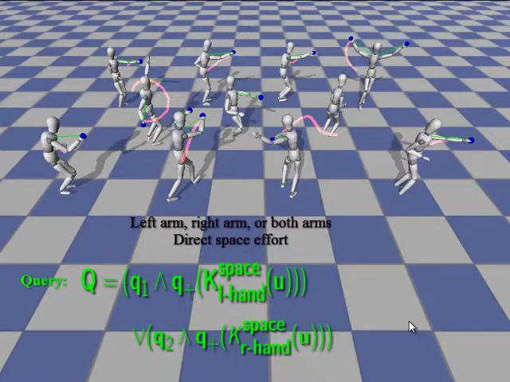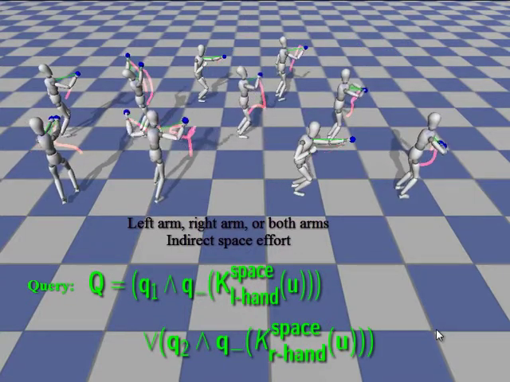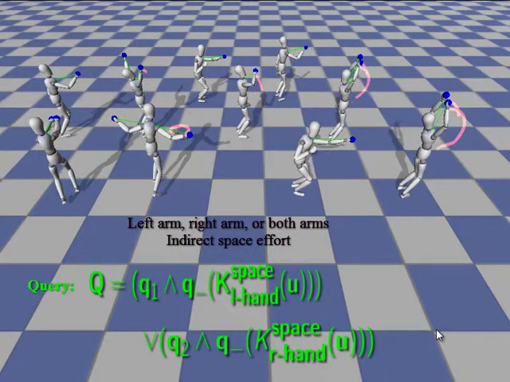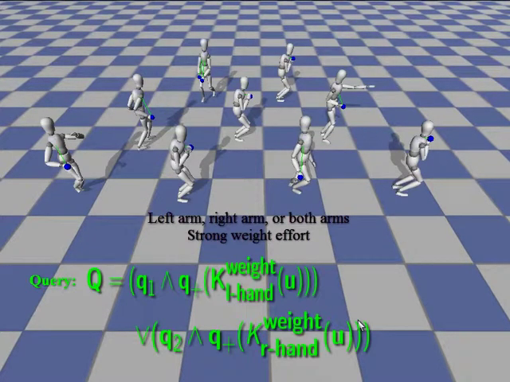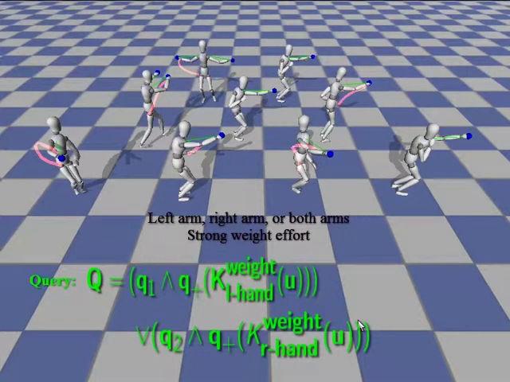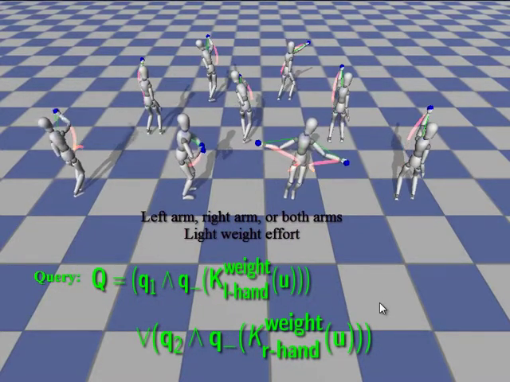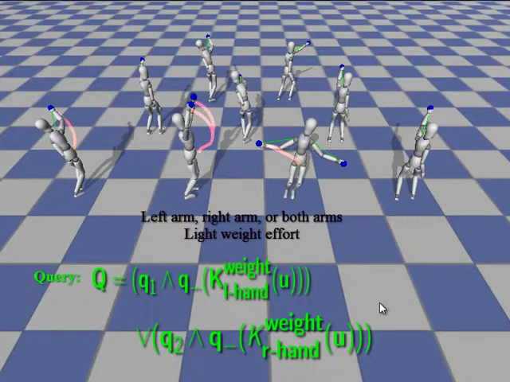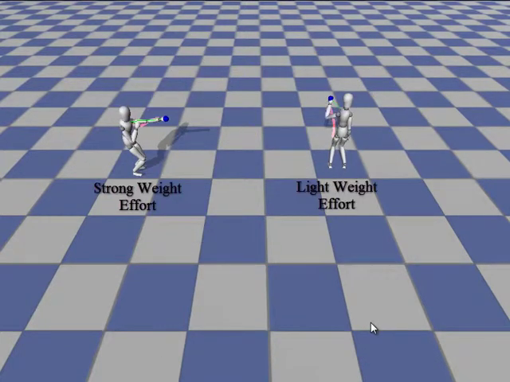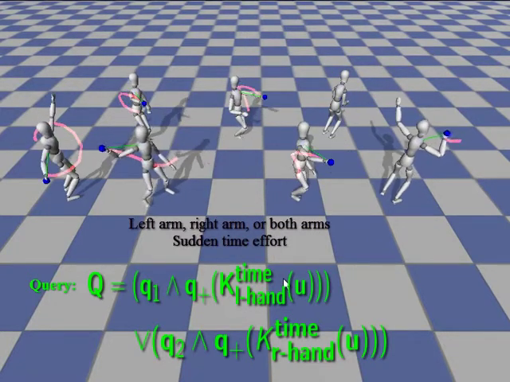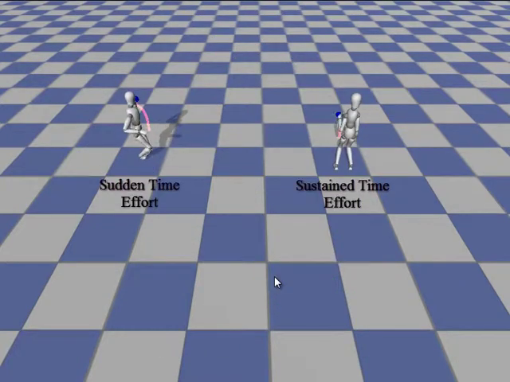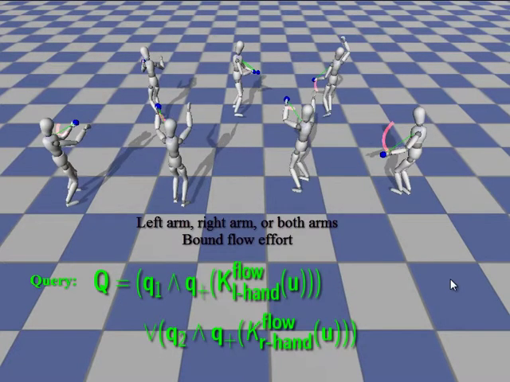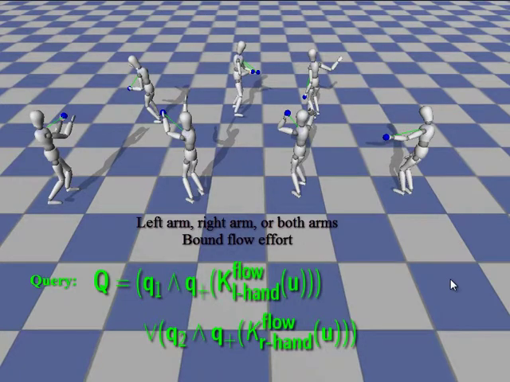Direct and indirect gestures are queried using the space effort. Strong gestures like punches or light gestures like slow reaching motions are queried using weight effort. Sudden gestures with peaks in acceleration or sustained gestures with uniform velocity are queried using time effort. Frequent change in acceleration of arm movement is captured using the flow effort metric.